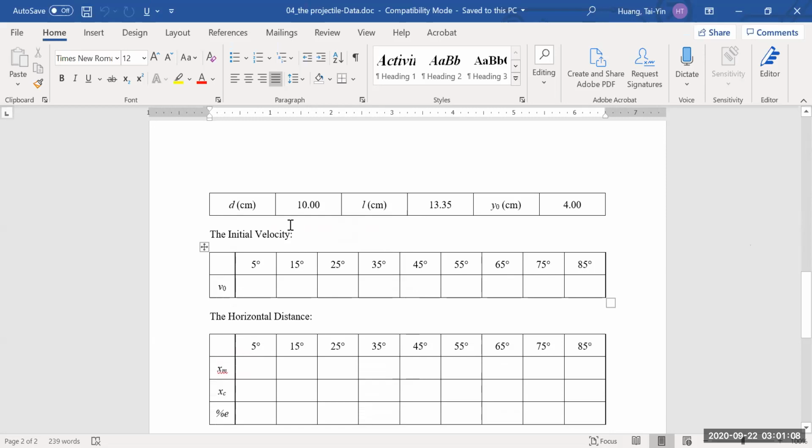And as I mentioned, the D here is given, so it's 10 centimeters. And the L is also given, which is 13.35 centimeters. And Y naught is also given, which is 4 centimeters.